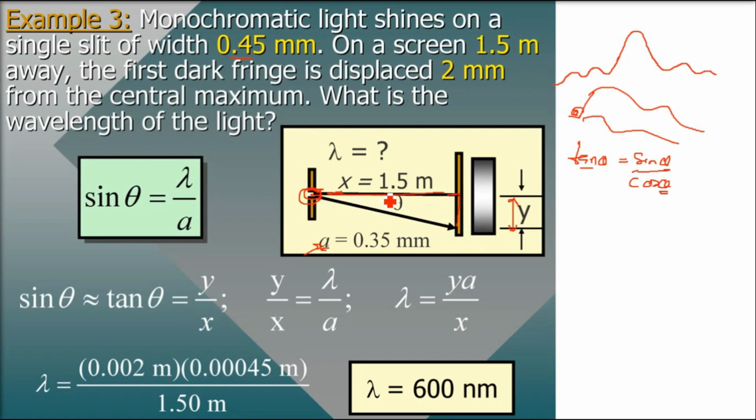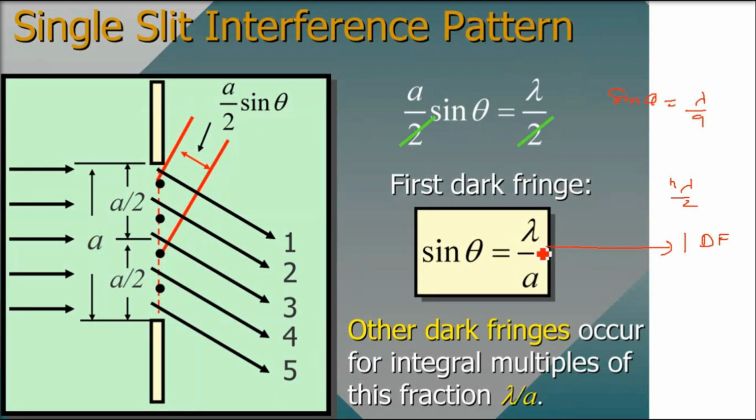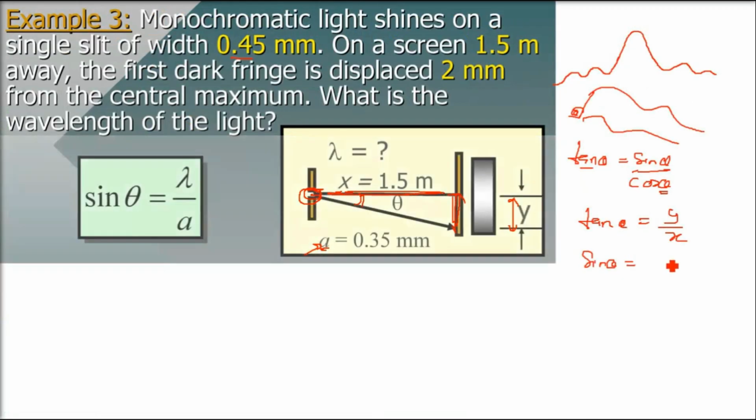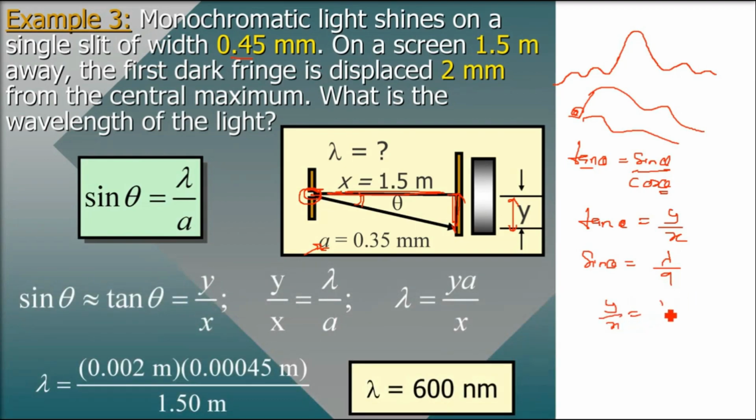So since this is y and this is x, taking a triangle with this angle theta, tan theta will be y by x. X we already know, y we also know. Sine theta will be what? I told you sine theta is lambda by a. Just equate it to y by x. So y by x equals lambda by a. And this lambda will be y into a by x.